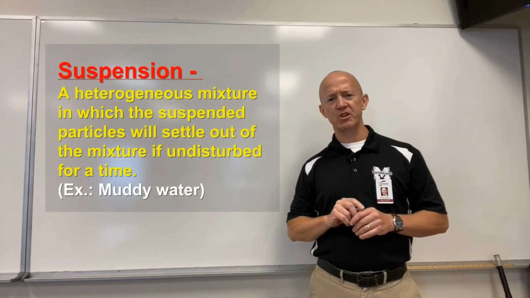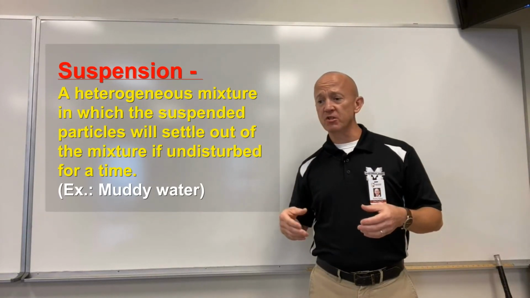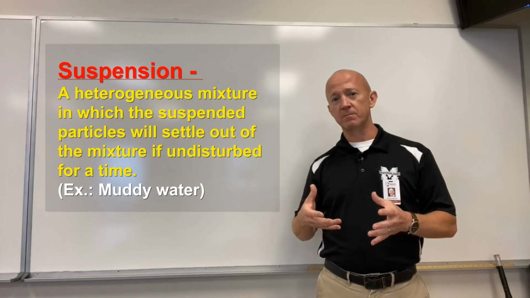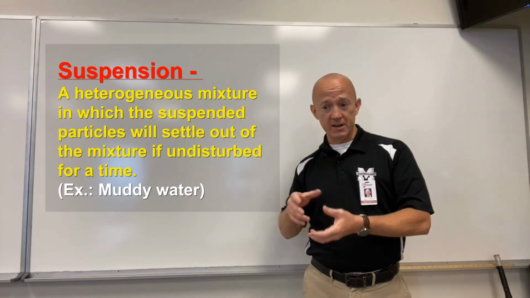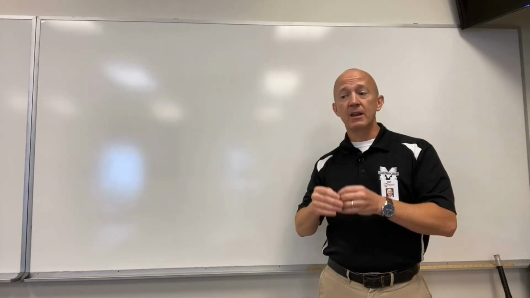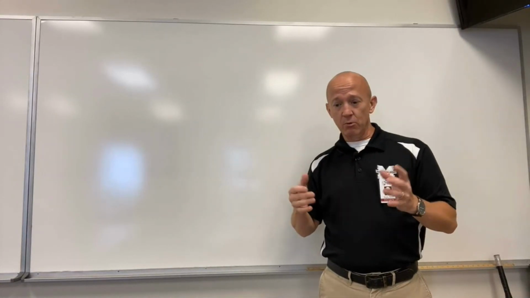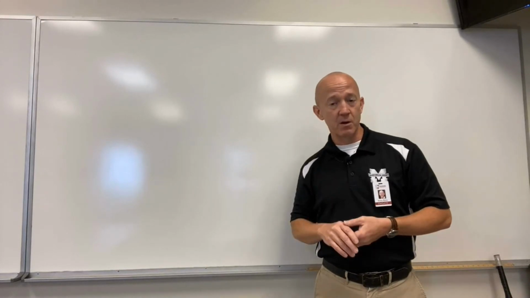One type of heterogeneous mixture is that of the suspension. A suspension is a mixture that contains particles that will settle out if they're left undisturbed. A good example of this is muddy water. If we take that water with the mud in it and we shake it up, we will distribute that mud in the water, but if we leave it undisturbed, that mud will begin to settle out, and after a while we'll have two layers, right? A layer of water and a layer of mud.